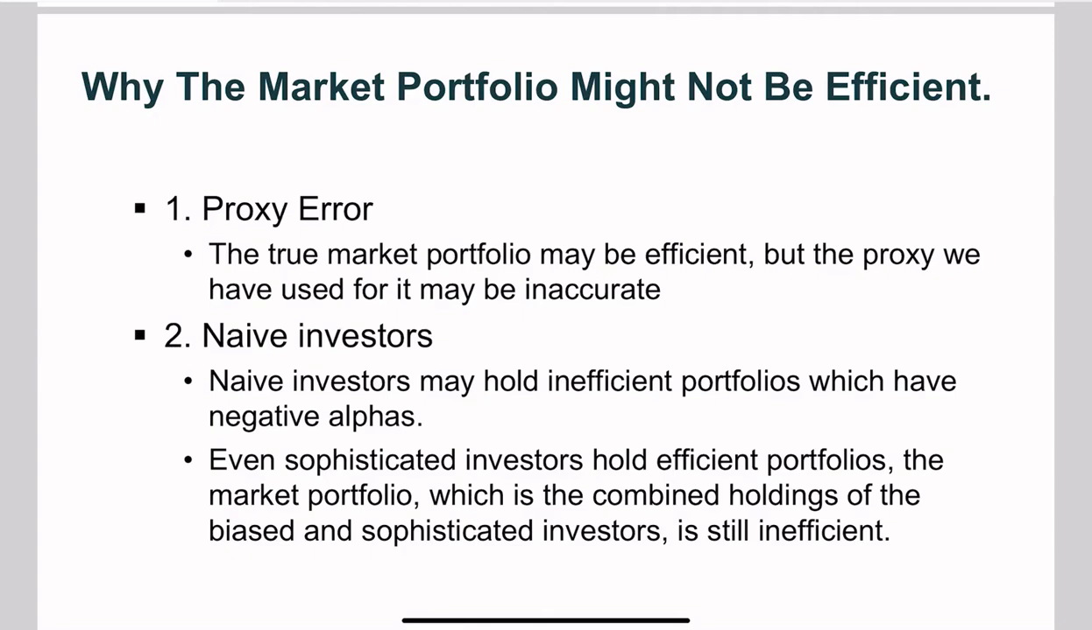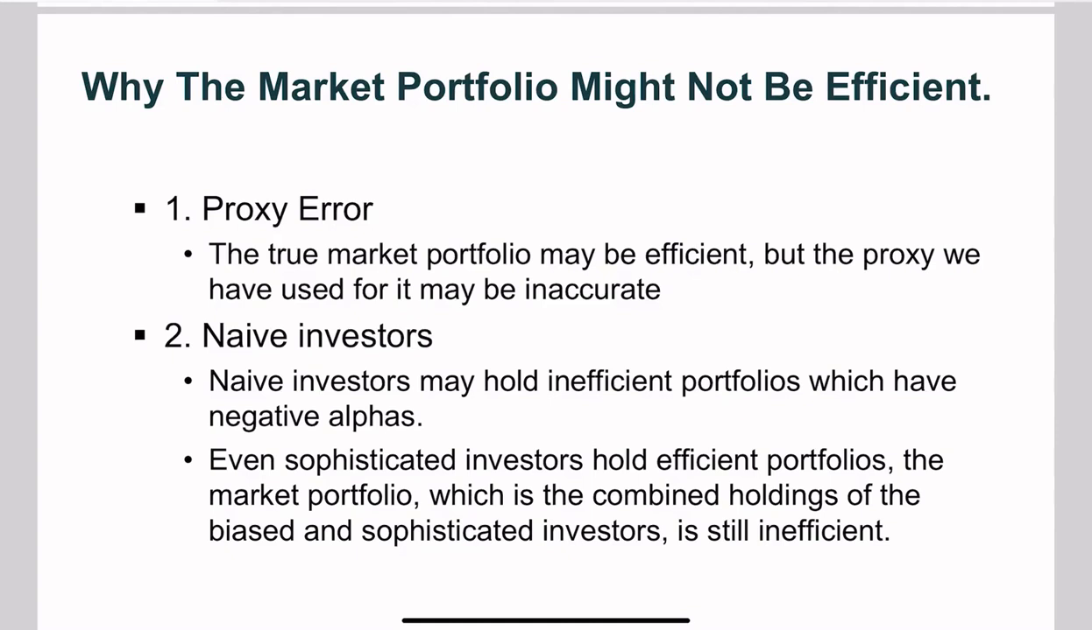Well, the second explanation is actually more serious because the second argument claims that your market portfolio is not efficient. Now, why is it possible that the market portfolio itself is not efficient? Well, maybe it's because in the market, we have a lot of naive investors. These investors will hold inefficient portfolios, and these inefficient portfolios will actually have negative alphas.